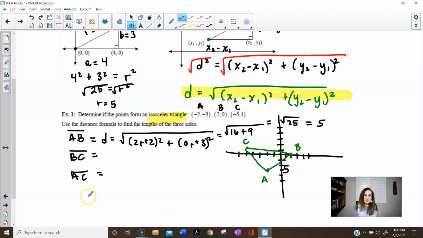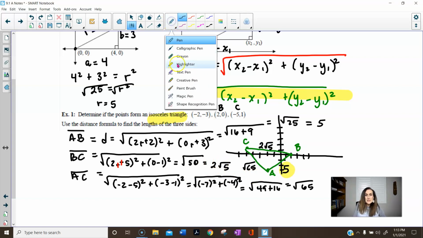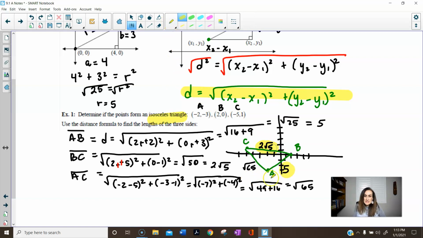So I'm going to quickly do that for B and C. And try the distance between BC and the distance between AC on your own. I did that, and for BC, the length of that was 2 square root 5. And then the distance from A to C was the square root of 65. Now, because all three sides of the triangle are different, then this is not an isosceles triangle because two sides are not the same. So the answer would be no. It does not form an isosceles triangle.